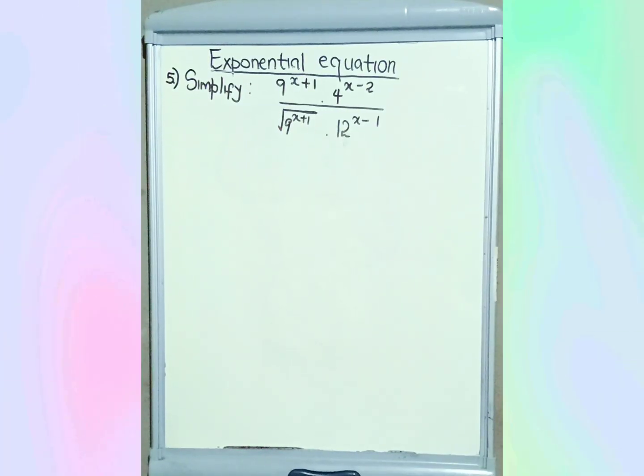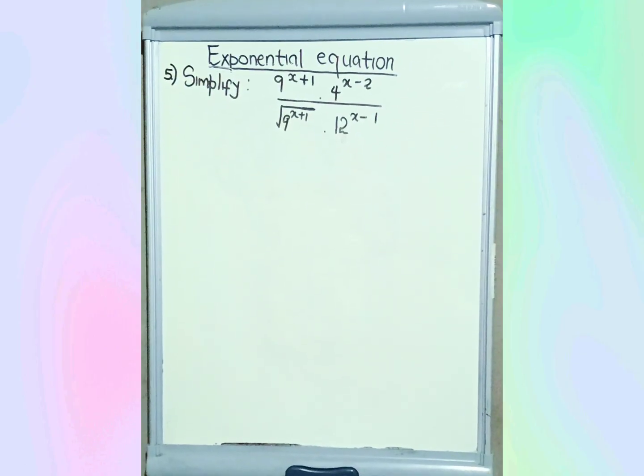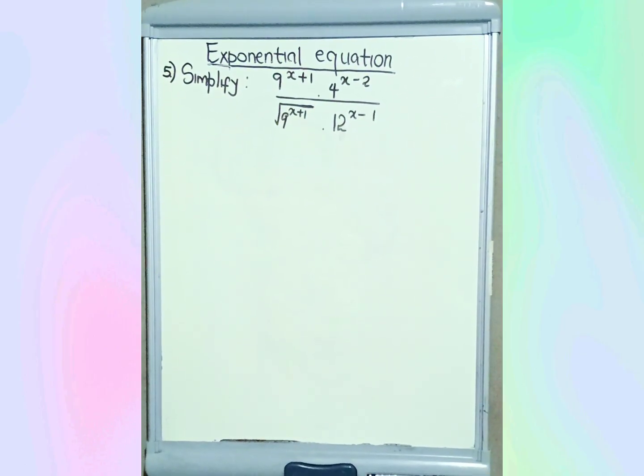Okay, that is number 5. It's just a simplification, grade 11. This is a simplification where we are just going to look at what laws of exponents are applicable. It's just the laws of exponents on here that are applicable.